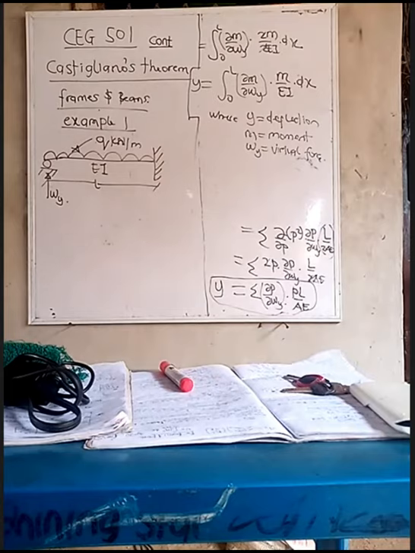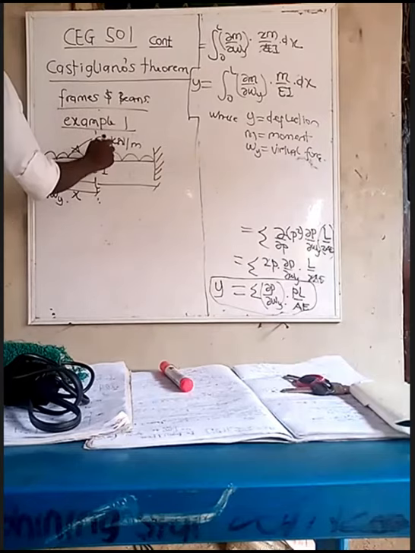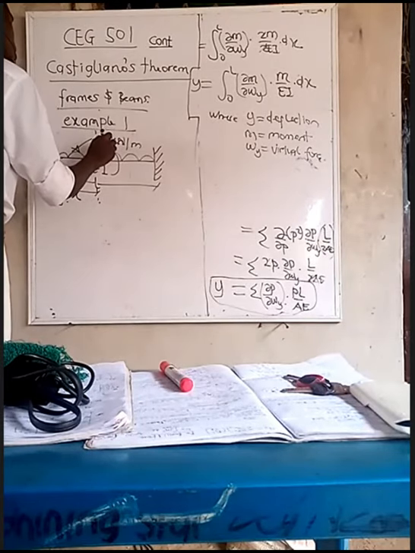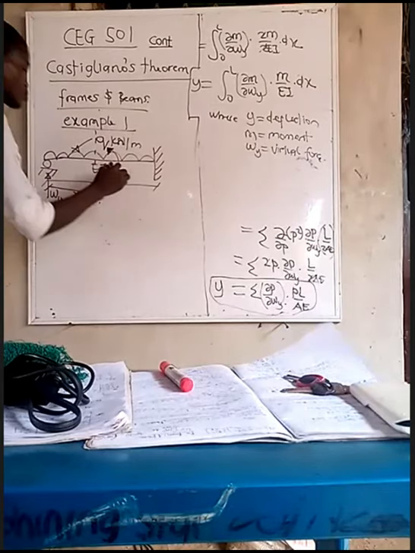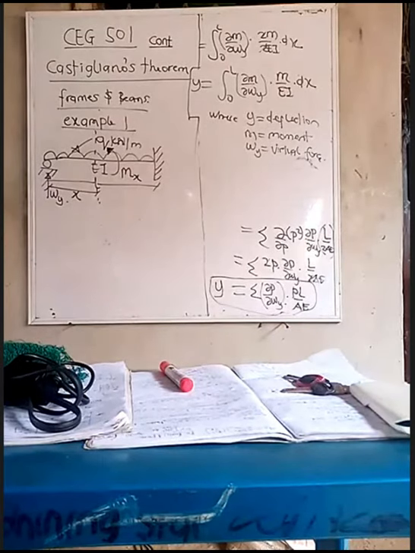So the next step is to find the moment of the whole system. So from this end, the distance from here to here is X. Now let's take our moment to be acting in this direction. Please, if the board is too busy, tell me so that I can reduce the number of things on the board. So this will be our MX. So the next thing to do is to find this MX.